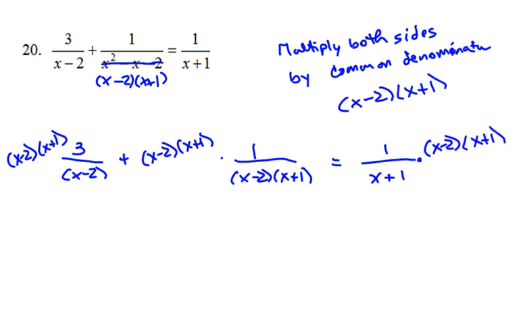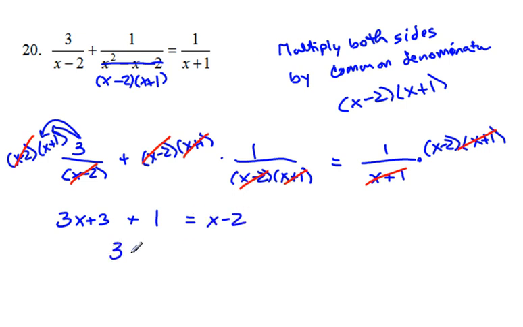Now nice things happen. Right here in this first fraction, the x minus 2's cancel. And I end up with 3x plus 3, because I have to distribute that 3 over both x and 1. In here, the next one, the x minus 2's cancel, and the x plus 1's cancel, and I'm left with plus 1. That 1 is still there. And then over here, the x plus 1's cancel, and I'm left with x minus 2.